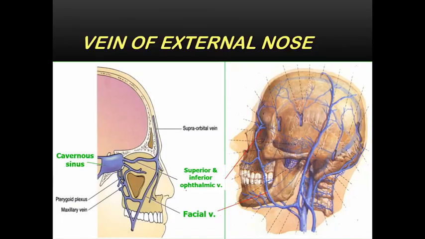Here is a demonstrative photo of the veins of the external nose, and you can see how it is connected to the cavernous sinus, which is directly and closely related to the brain. You can watch and recognize all the veins coming from the nose and the face going directly to the cavernous sinus.